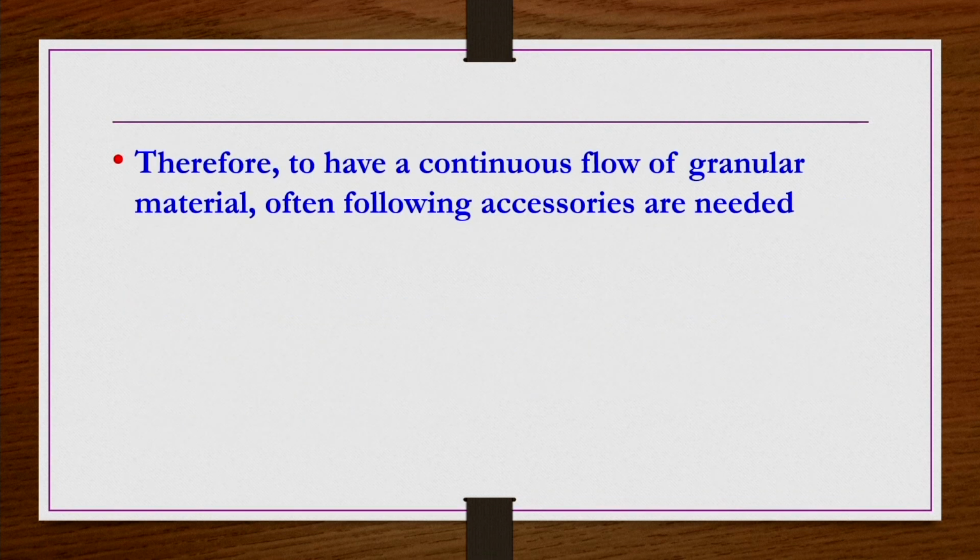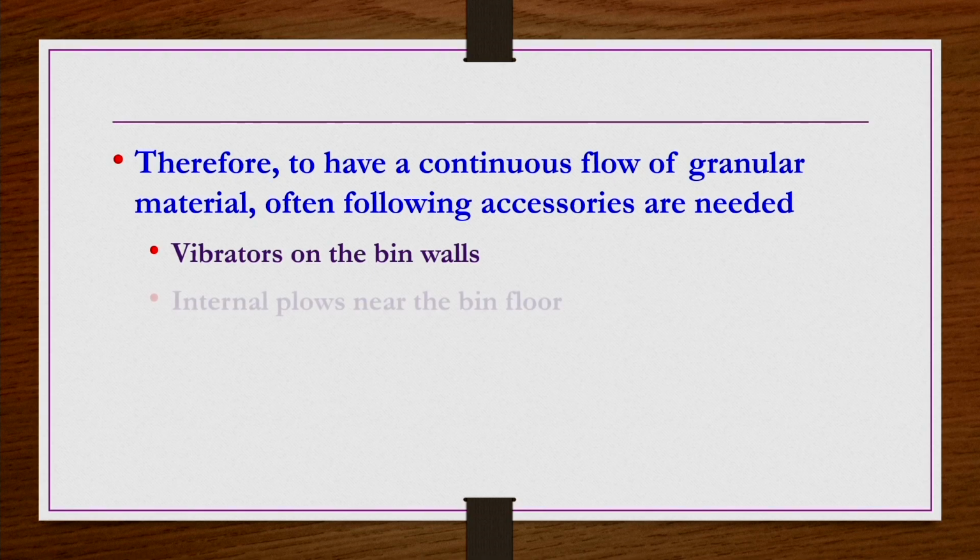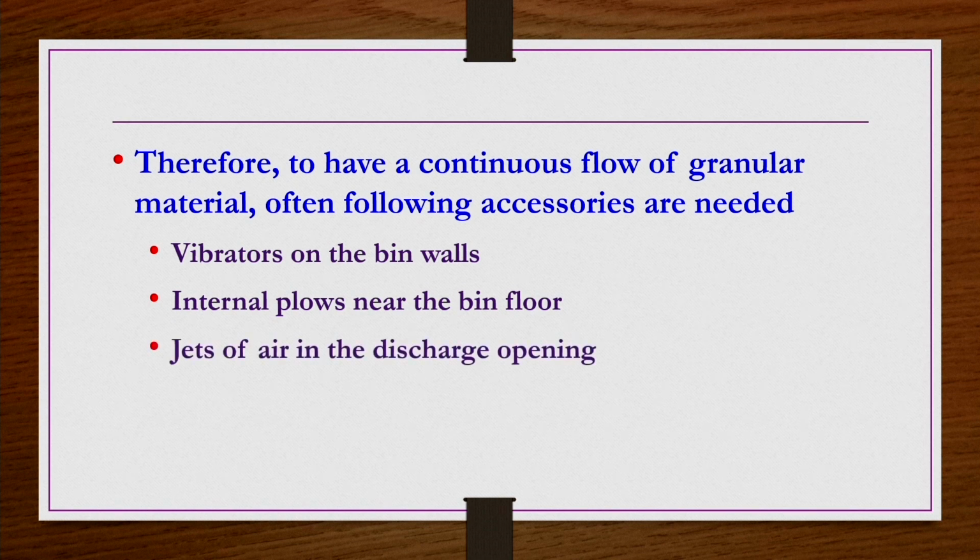That is the reason, in order to have a continuous flow of granular material, often the following accessories are needed, something like vibrators on the bin walls. If you have vibrators at the bin walls, you can vibrate so that the material sticking or stagnating on the walls can be taken away and then flow out. Eventually, that will avoid or reduce rat hole formation. You can also have internal plows near the bin floor, and jets of air in the discharge opening, to avoid the arcing phenomenon.